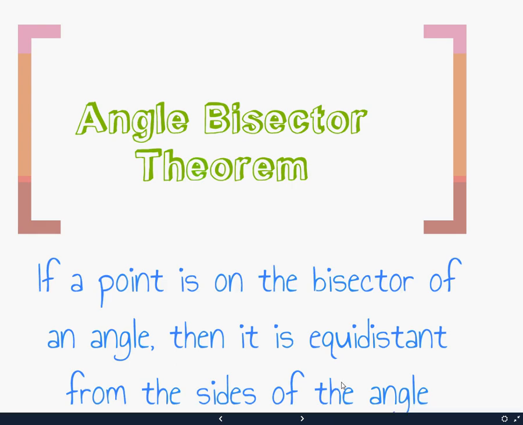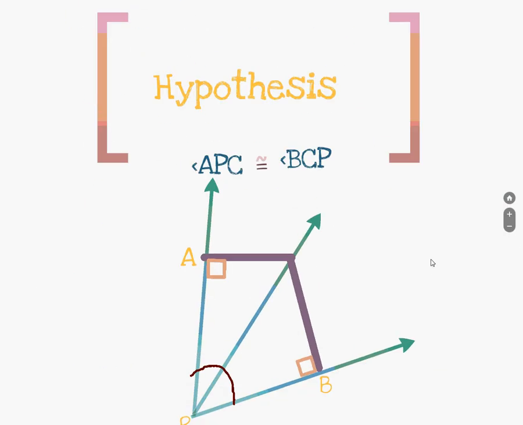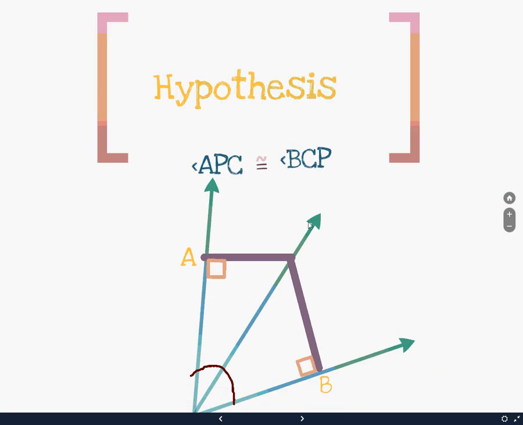But anyways, the angle bisector theorem states that if a point is on the bisector of an angle, then it is equidistant from the sides of the angle. So if we have this point, which I don't have labeled on here, but it should be a C right here. I don't know what happened. But anyway, if there is a point that is on an angle bisector, down here is a P, so PC.